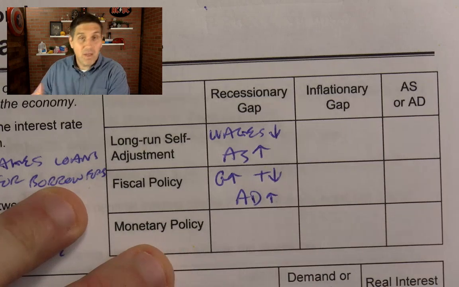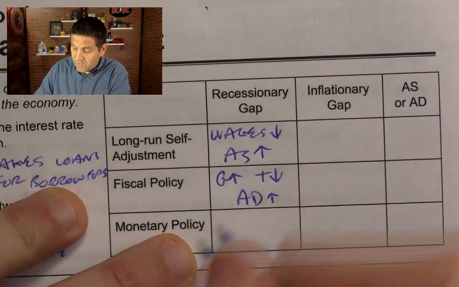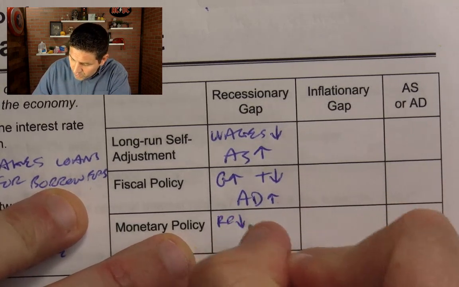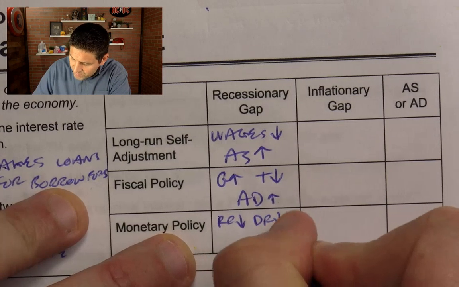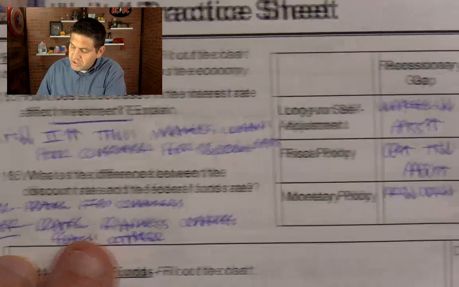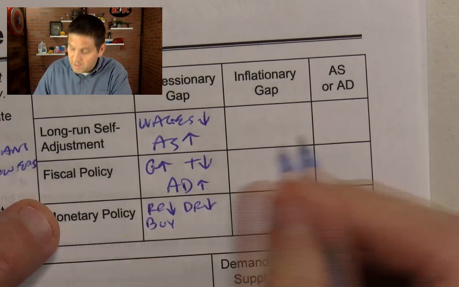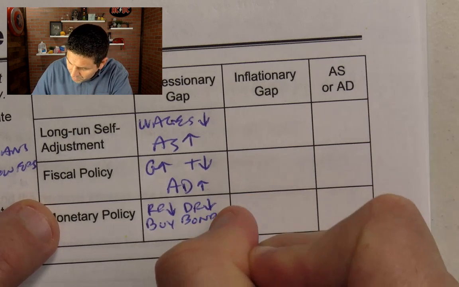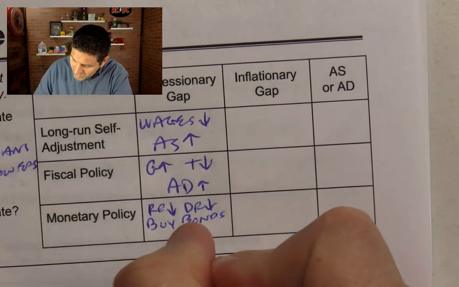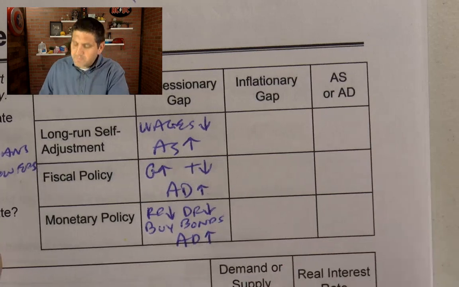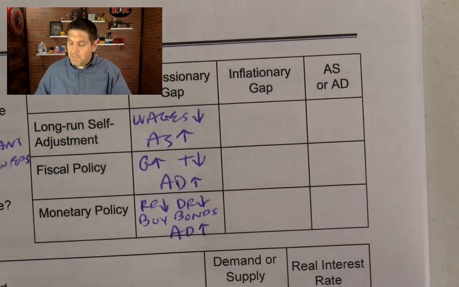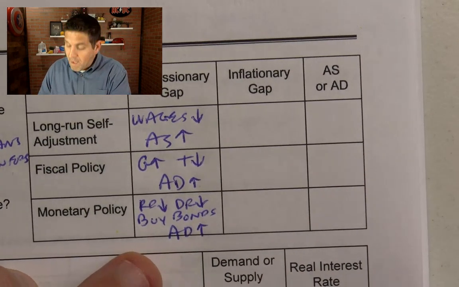For monetary policy, there's 3 different options that we're going to focus on for the AP test. They can lower the reserve requirement. They could lower the discount rate, which makes sense. They can lower the rate over here that the Fed charges. Or they could buy bonds. They, as the central bank, buy bonds. That's called open market operations. This would increase aggregate demand.